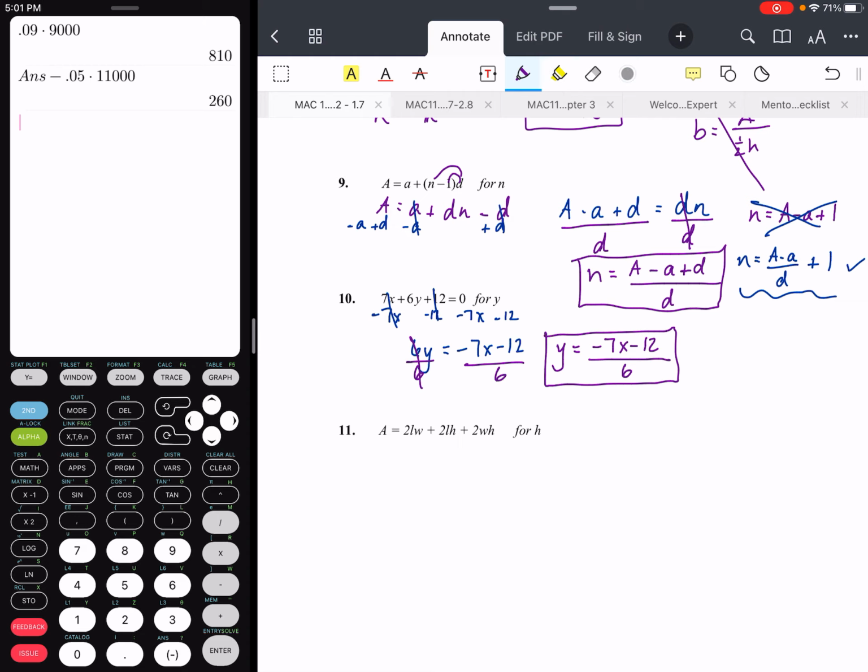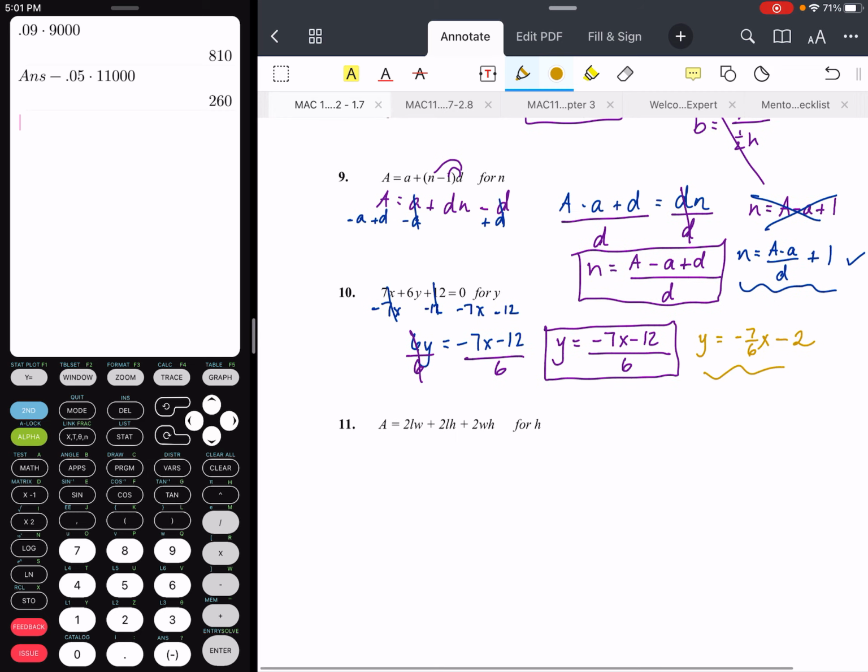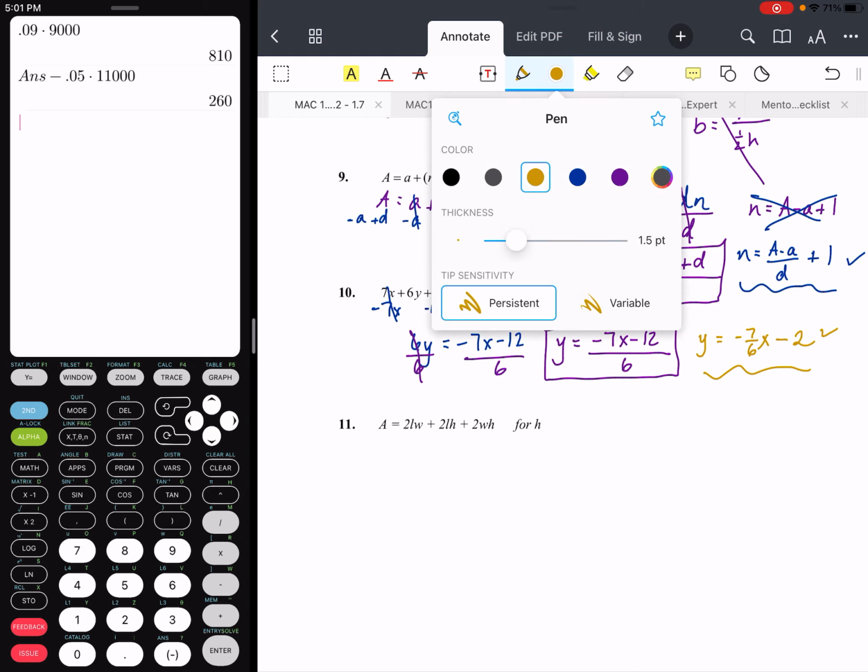Also, if you want to write this in your slope-intercept form, negative 7/6 times x minus 12 over 6, which would be 2. That's also fine. Okay. Just be very careful and very deliberate about how you're writing your final answer. There are different ways to write these. Just make sure that the way that you're writing it is one of the correct options. So don't get sloppy with these.